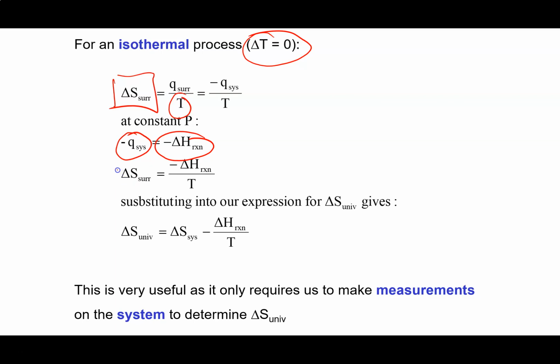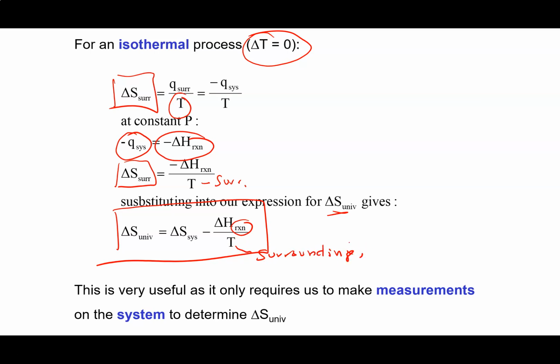So we can substitute the heat transferred to the system by the enthalpy change of the system. What we're really saying is that we can define the entropy change of the surroundings as the negative of the enthalpy change of our system divided by the temperature of our surroundings. So if we put that back into our expression for the entropy change of the universe, we end up with this: the entropy change of the universe is equal to delta S of the system minus delta H on T. The T refers to the temperature of the surroundings.